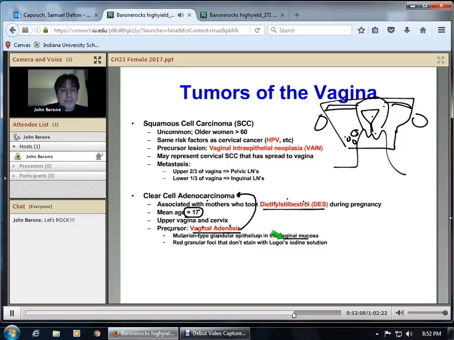Now, I want you to remember this. Vaginal adenosis is Müllerian-type glandular epithelium in the upper vaginal mucosa. To identify it, you're going to put a speculum in, and then you're going to apply Lugol's iodine solution.